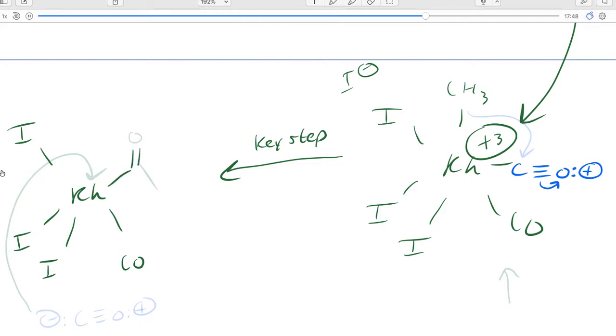Those pair of electrons on that methyl group, is that attacking the bond, the CO bond, or is it going onto the carbon? It's going onto the carbon.